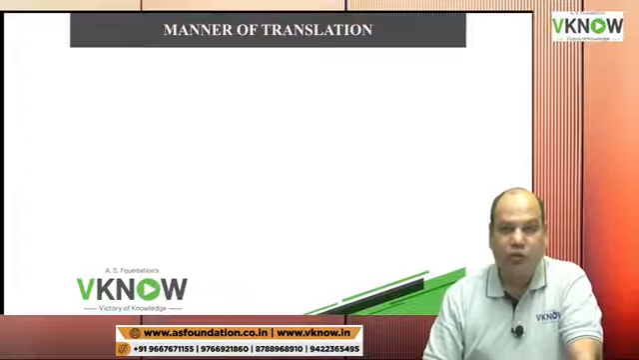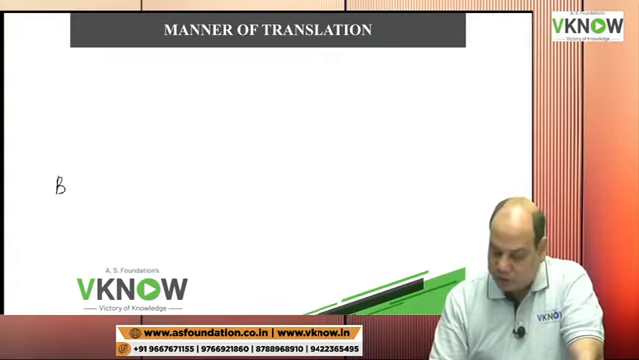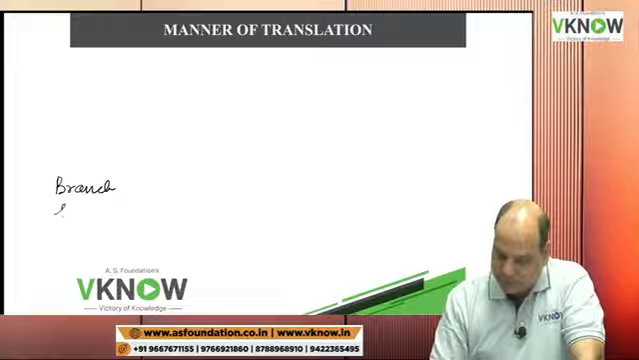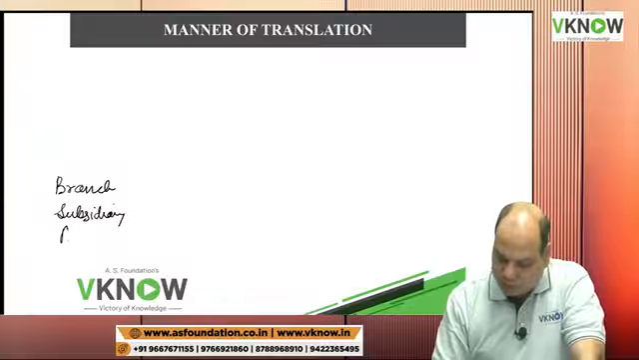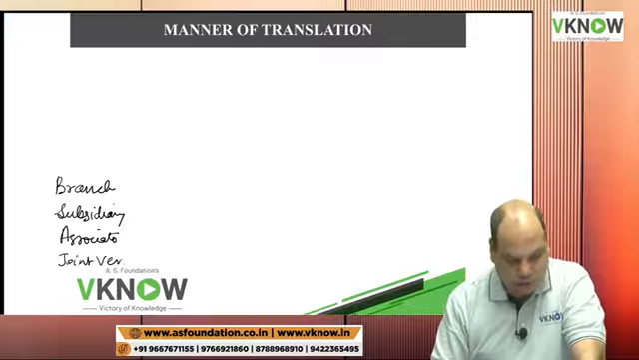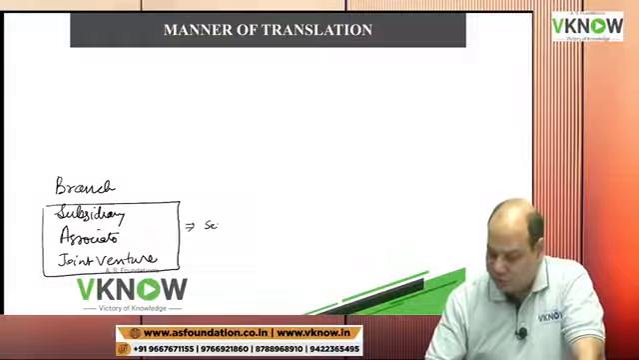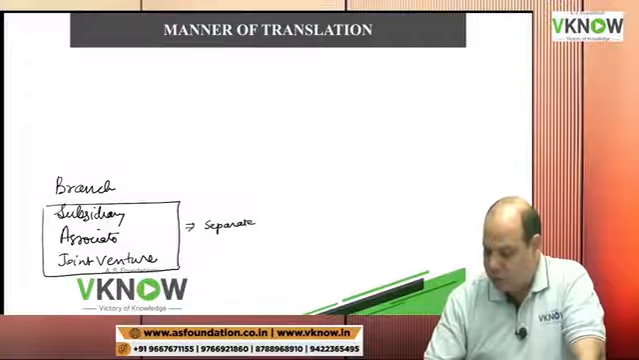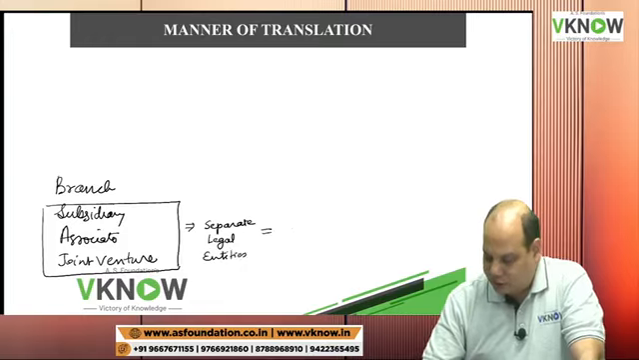Now next is, how will you translate a foreign operation into the reporting currency? A foreign operation can be a branch, a subsidiary, an associate, or a joint venture. Only focus on understanding subsidiary, associate, and joint venture. These are separate legal entities.